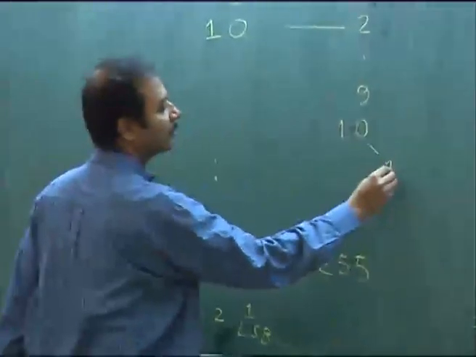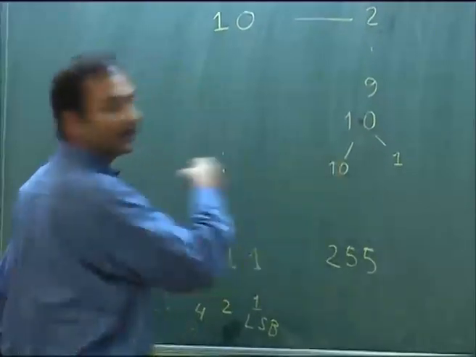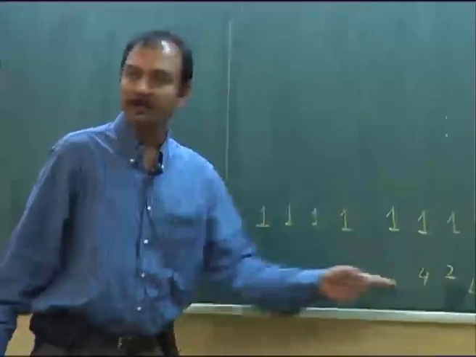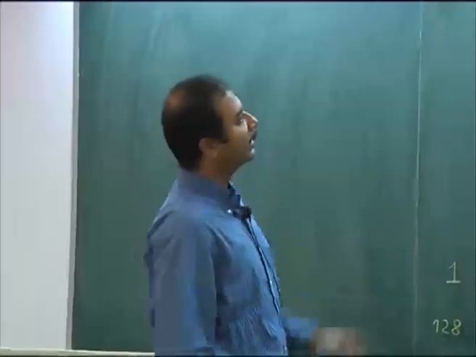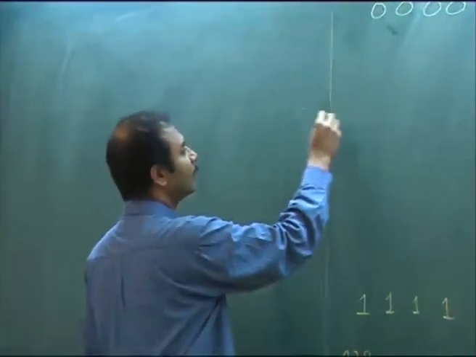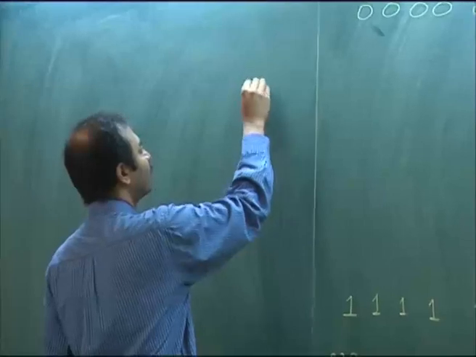So just like in decimal, the worth of this position is 1, the worth of that position is 10, and so on. Here, the worth increases in powers of 2 rather than powers of 10. Okay. So this would be the case if we wanted to count strictly positive or non-negative numbers.